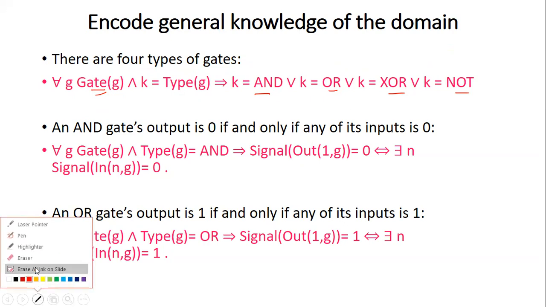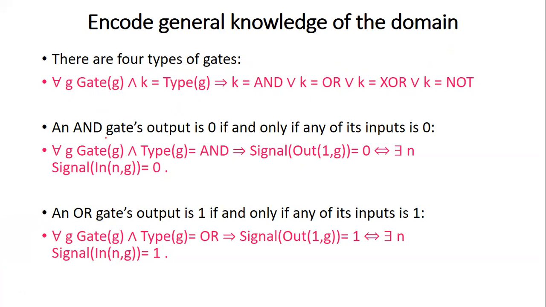And next we are going to represent the details about the AND gate. What is meant by an AND gate? In an AND gate, the output will be 0 if at least one of the inputs is 0. So this is how we can define an AND gate. So for all gate of G and type of gate, here type represents what type of gate it is.